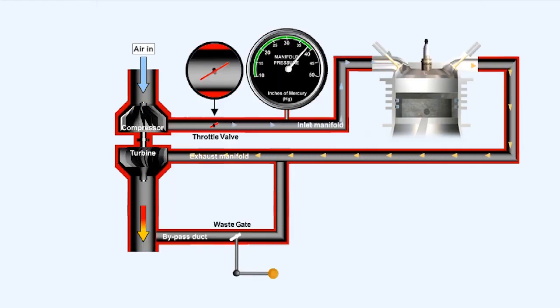An alternative to the simple fixed orifice system has the turbine bypass fitted with a valve known as a wastegate. The wastegate regulates the amount of exhaust gas which passes through the turbine and thus controls its speed. When the wastegate is fully open, almost all of the exhaust gases pass directly to atmosphere.